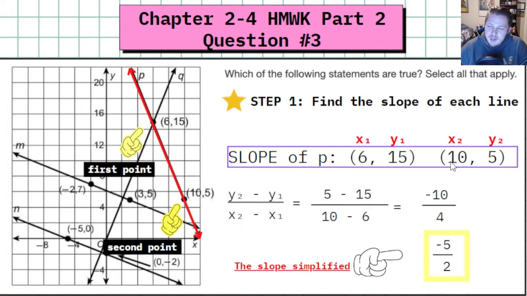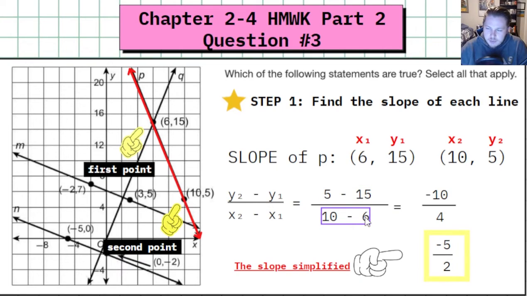Now I can do the same thing. x2, which is 10, minus x1, which is 6. So 5 minus 15 is negative 10. 10 minus 6 is 4. So all I have to do is reduce this fraction, right? You got to be careful.